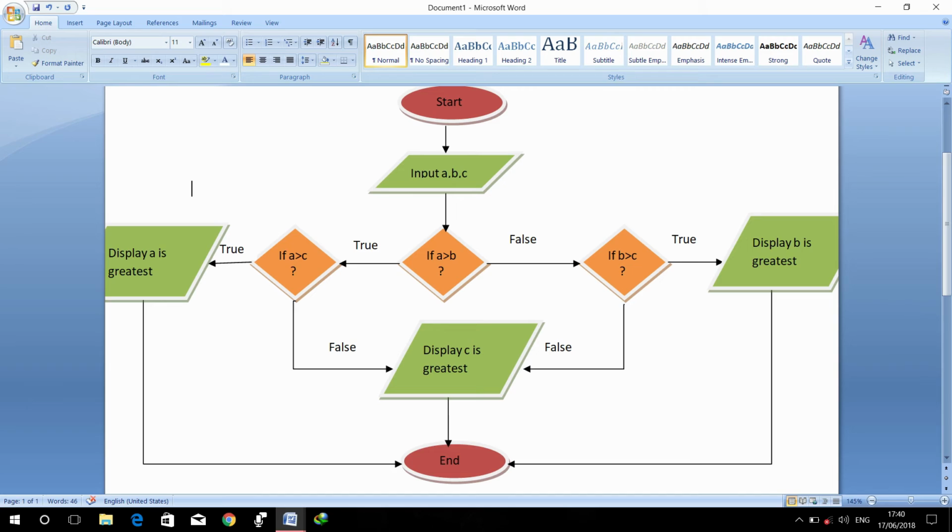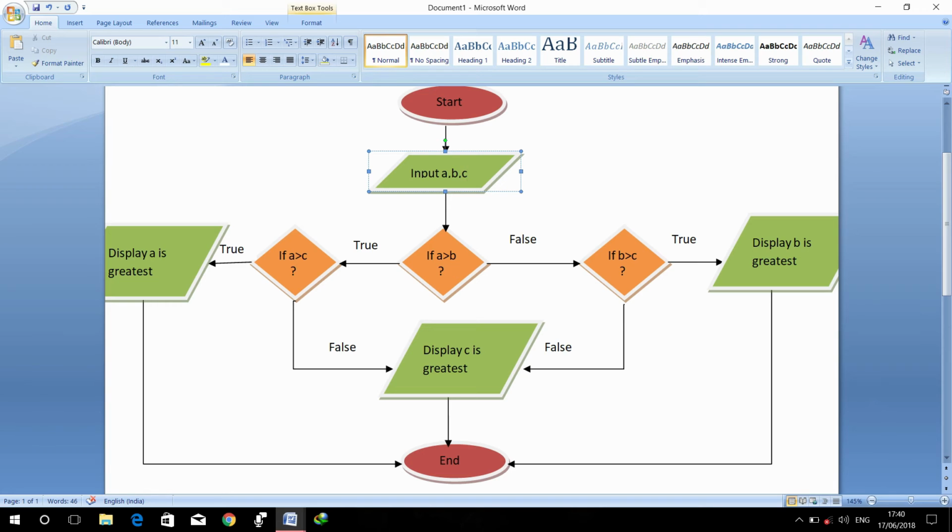So this is the flow chart for that problem. I don't think I have to explain what each figure is used for, since you can understand which figure is used for what purpose. Now I will only explain what each step is used for. The first step is start. Then it goes to the second step: input A, B and C.